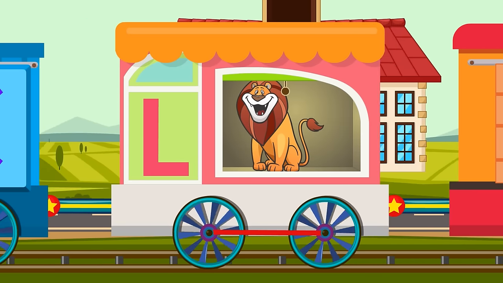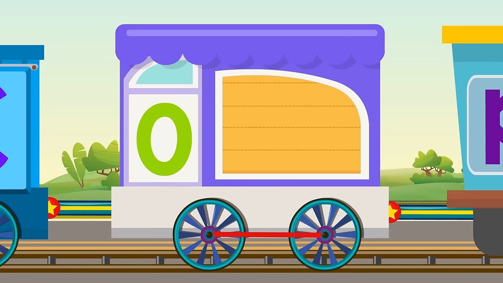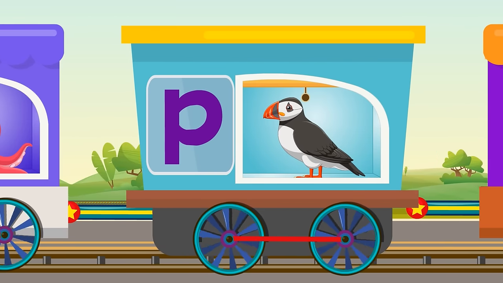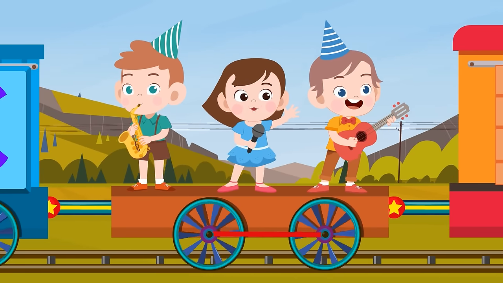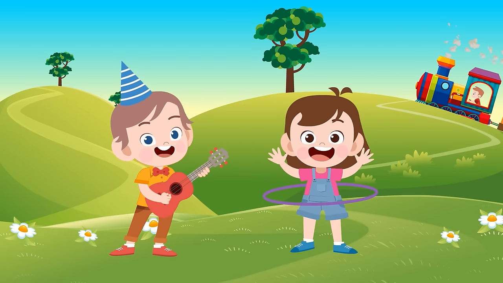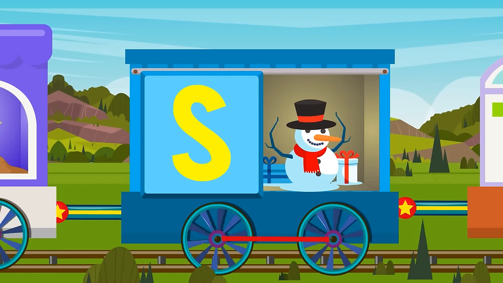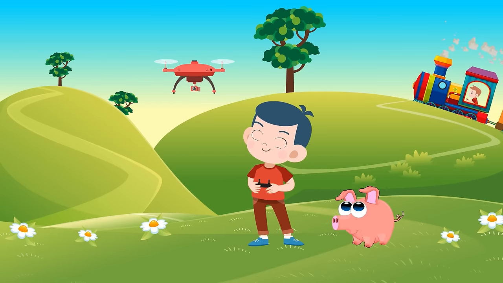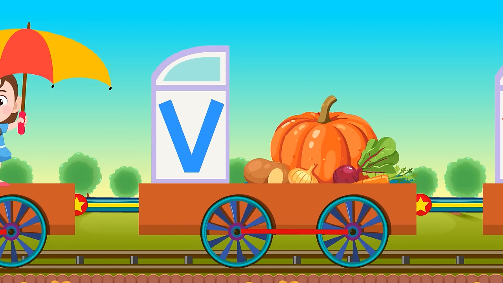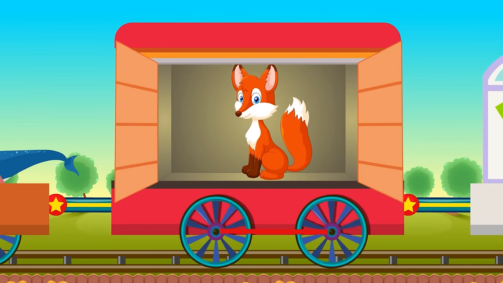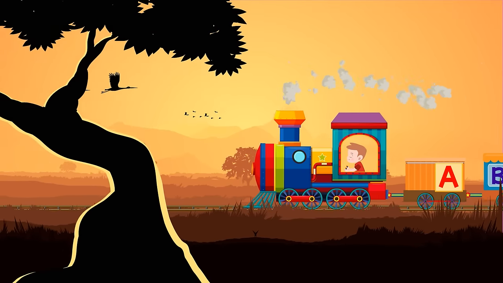L train, L is for lion, M train, M is for monkey, N train, N is for nest. O is for octopus, P train, P is for puffin, Q train, Q is for queen. R train, R is for rabbit, S train, S is for snowman, T train, T is for tree. U is for vegetables, W train, W is for whales, X train, X is for fox, Y train, Y is for yacht, Z train, Z is for zebra. That's the alphabet train.